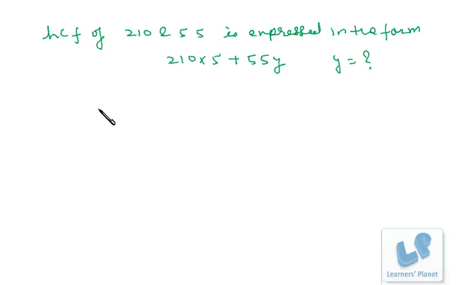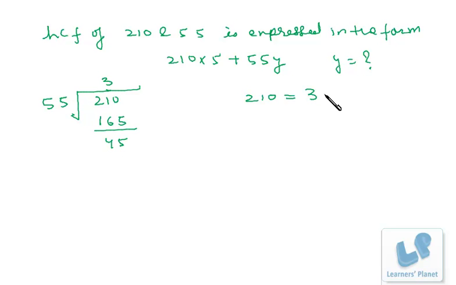So how do we do that? We apply division method. So 210 divided by 55. So 55 into 3, that's 165. So we get 45. So remainder is not 0. That means 55 is not the HCF. So we can write 210, that is dividend is equal to quotient into divisor plus remainder. So it's 3 into 55 plus 45, right?